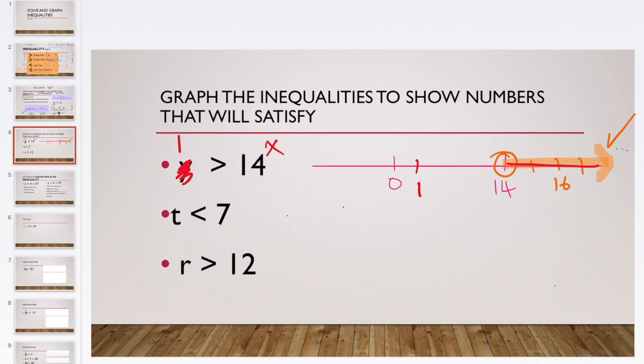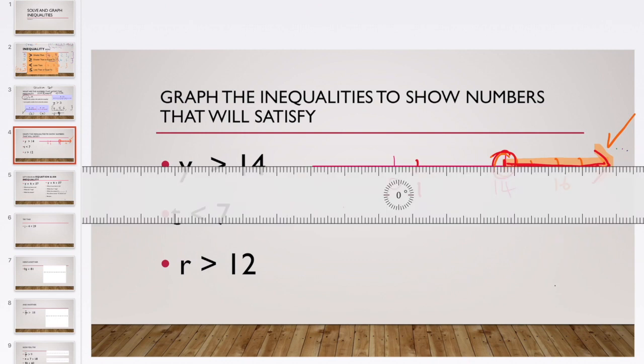So that means all my solution sets should start from here and go this way. If the number statement is not true, then we have chosen the wrong side. That's a good way to check your answers. Okay, let's do one more.